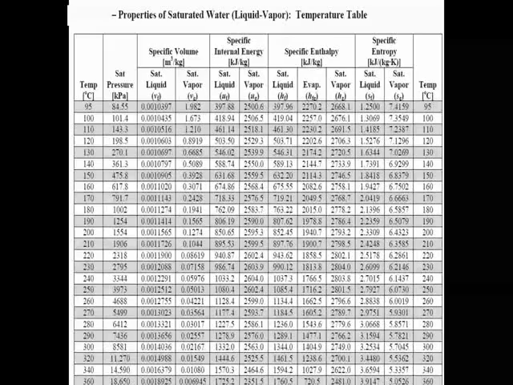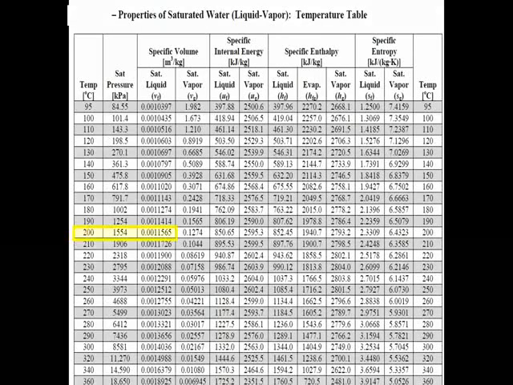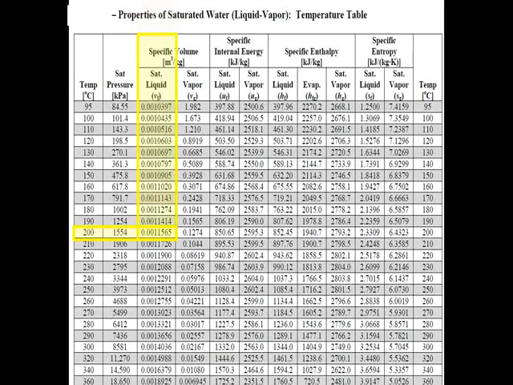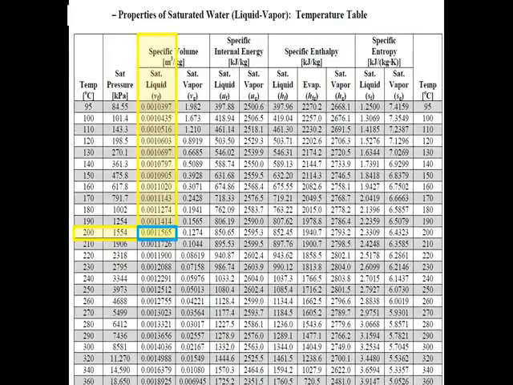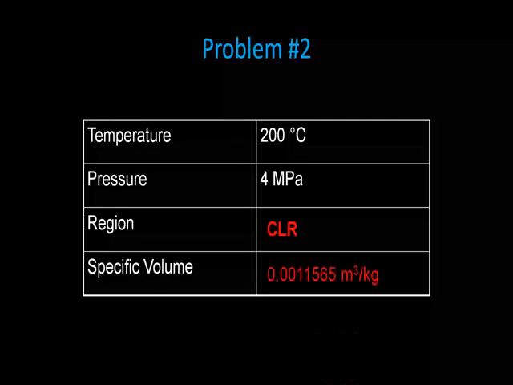Okay, so we go to table 11. It should be table 10. We go to 200 degrees Celsius, and we look in the saturated liquid column because it's compressed liquid, so we know it's going to be a liquid. And we get 0.0011565 meters cubed per kilogram, and that's our specific volume.